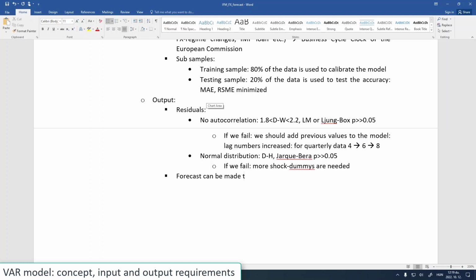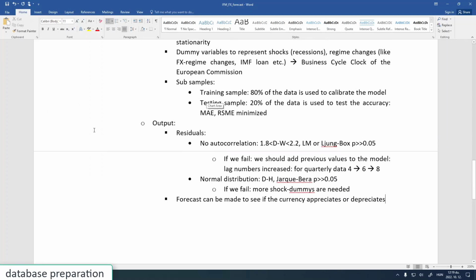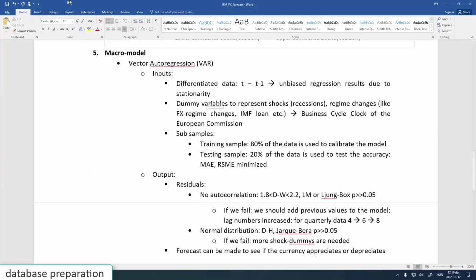To see if the currency appreciates or depreciates. So, simple stuff. We were able to see that in just several points, and then we can finish with it. So, let's begin.